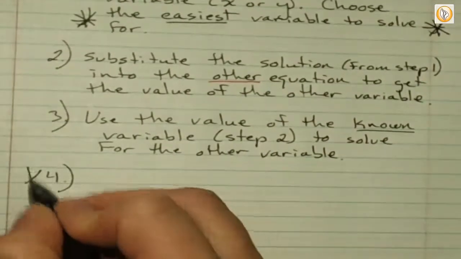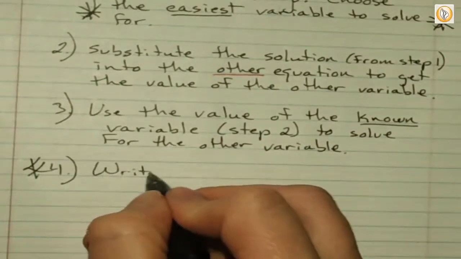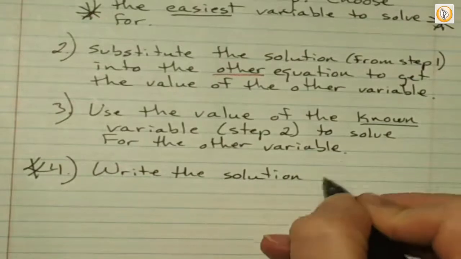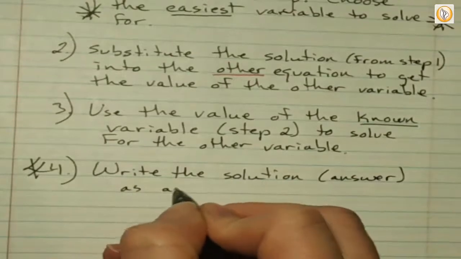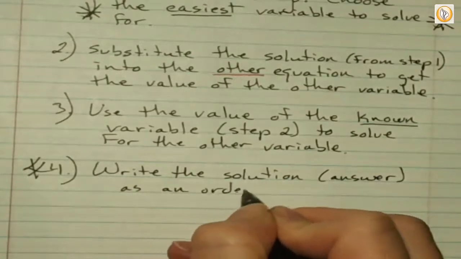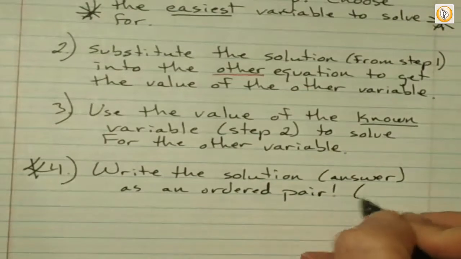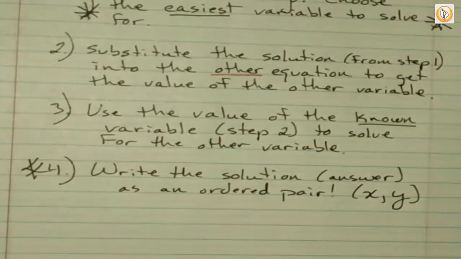And then 4, I'm putting a star by it, and I'll let y'all catch up. You're going to write the solution, which is your answer, as an ordered pair. Just like we did yesterday. X and Y format. So let y'all catch up.